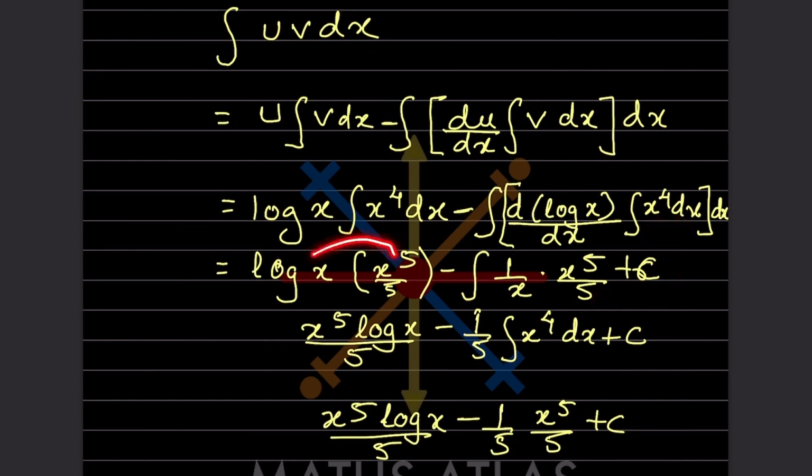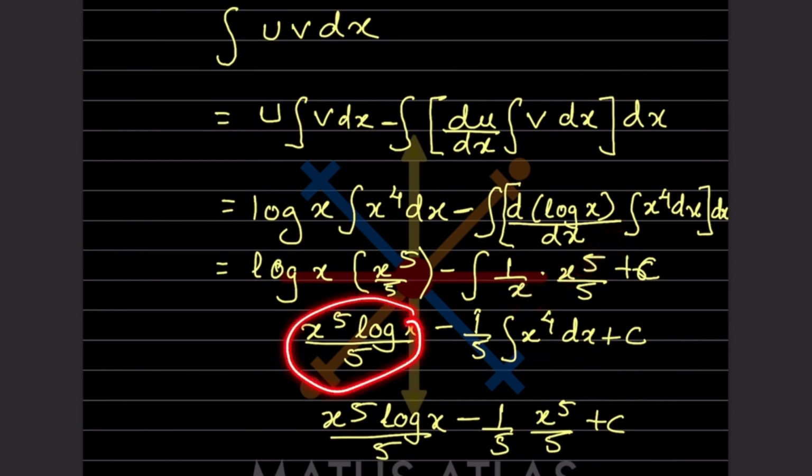So now we will take this together. It will be x raised to 5 log x divided by 5 minus, now you can see this is in the denominator, this is 5, so we can take this 1 by 5 outside, and then the integration of, here this is x and this also is x, so we can cancel out. So we will get x to the power 4 dx and plus c.